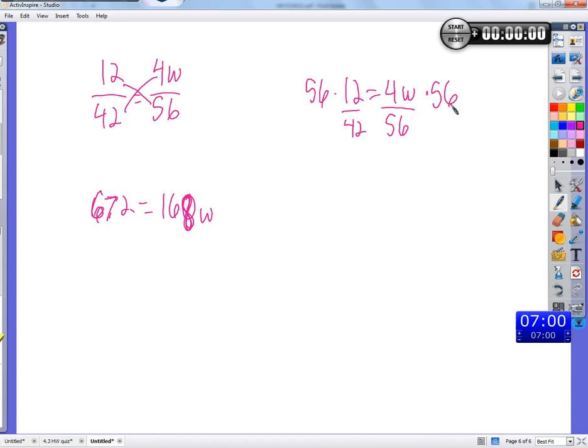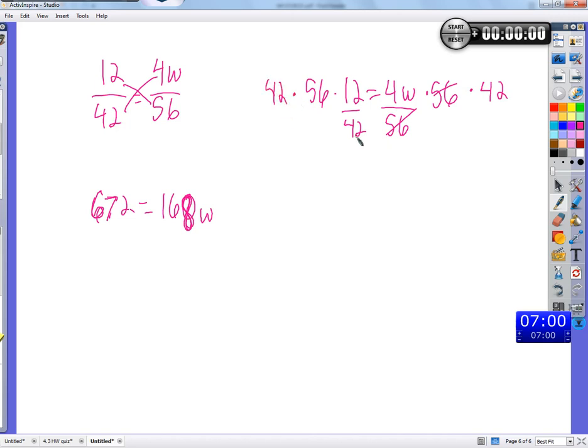On this side, when you multiply this side by 56, what happens? 56 divided by 56 is 1, so we're just left with 1 times 4w. And here we multiply 4w times 42. Well, the 56 was canceled. Multiply this by 42. We should really be multiplying both sides by 42.